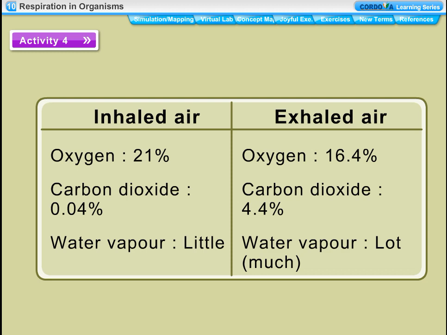The amount of oxygen, carbon dioxide and water vapor in inhaled and exhaled air is given below. Inhaled air: oxygen 21%, carbon dioxide 0.04%, water vapor little. Exhaled air: oxygen 16.4%, carbon dioxide 4.4%, water vapor a lot.